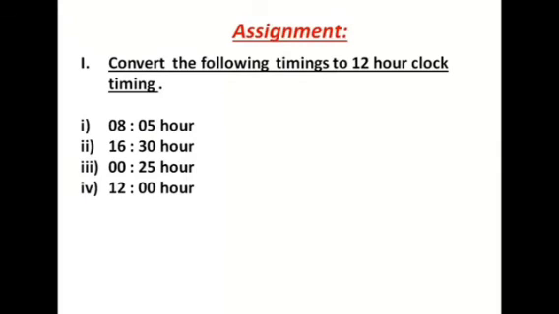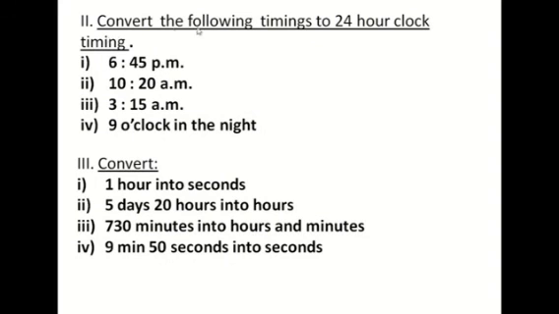Look at the assignment here. First main, convert the following timings to 12-hour clock timings. So there are 4 timings you can see. You have to convert them into 12-hour clock. I know you all can do it. Second main, convert the following timings to 24-hour clock timings. Here also there are 4 sums.